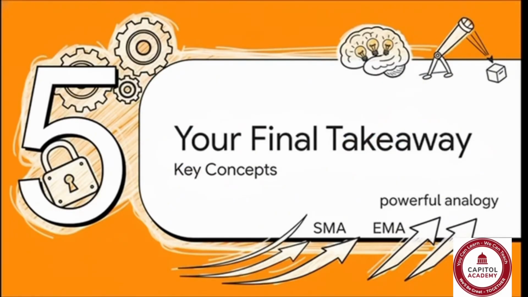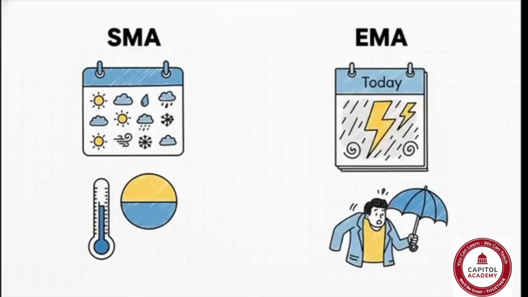All right, let's pull all this together. We've gone over the mechanics, we've talked strategy, so now let's just lock in this whole concept with one final really powerful analogy. I absolutely love this analogy because it just makes everything click. The SMA is like the average temperature for the whole last week. It tells you the general season you're in. The EMA, that's today's temperature. It tells you whether you need to grab a jacket right now.